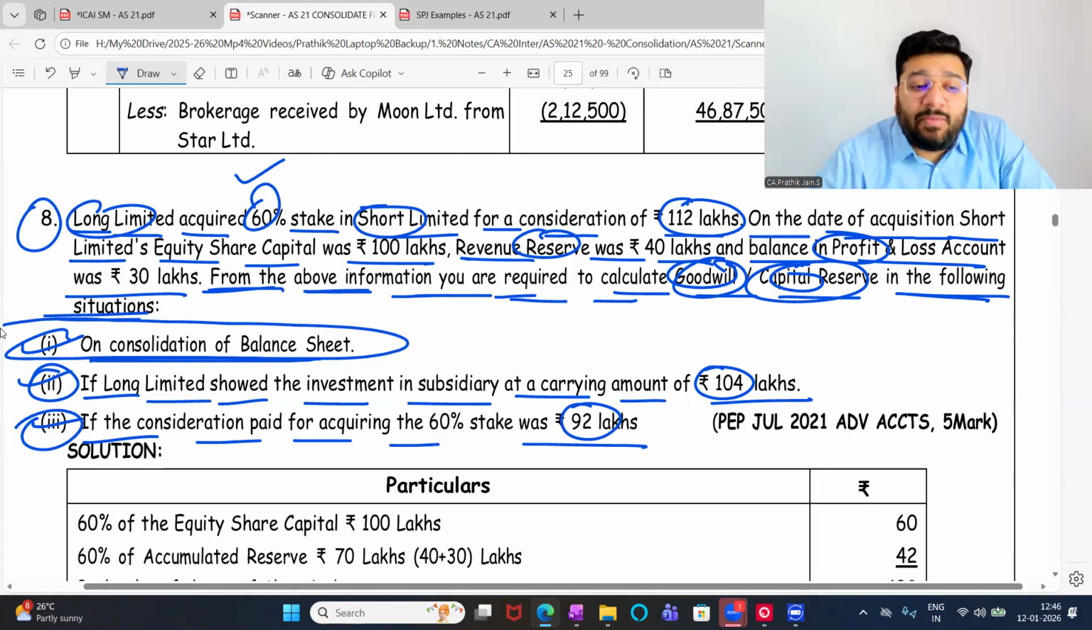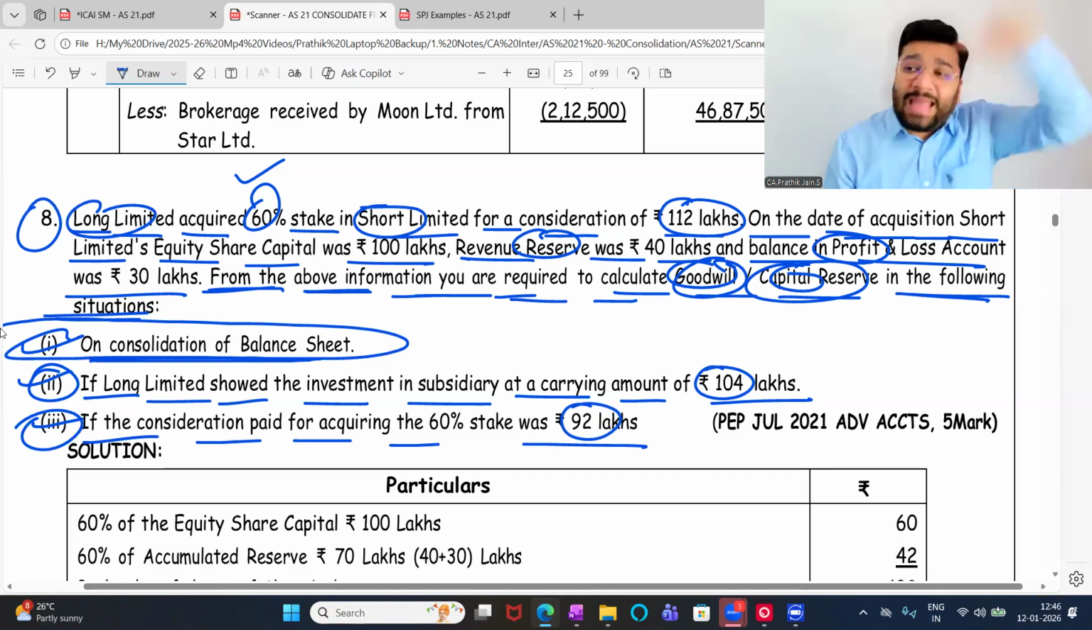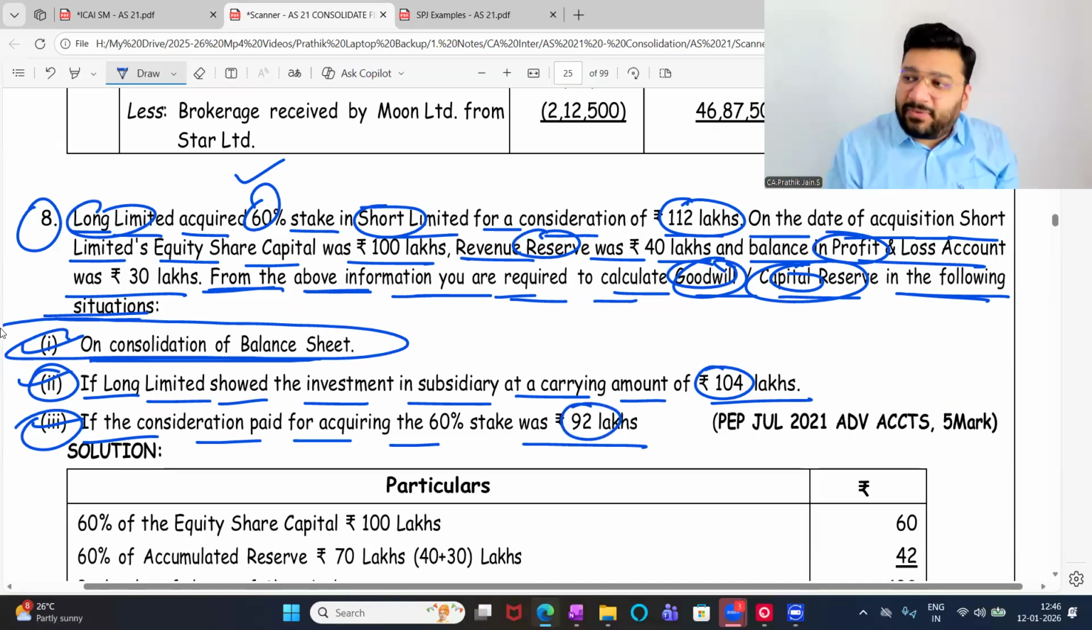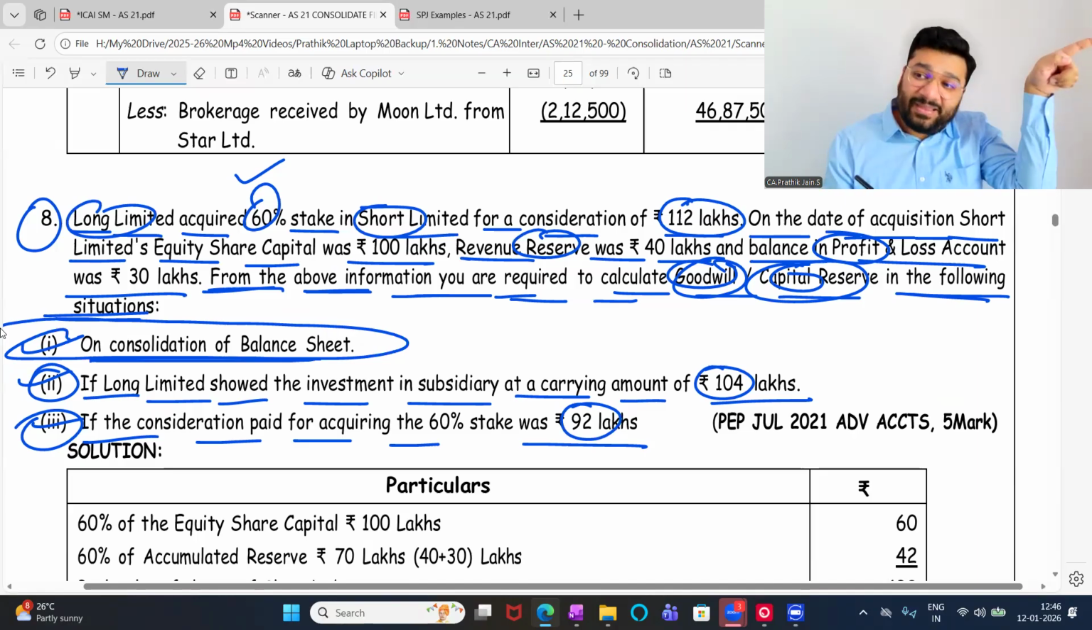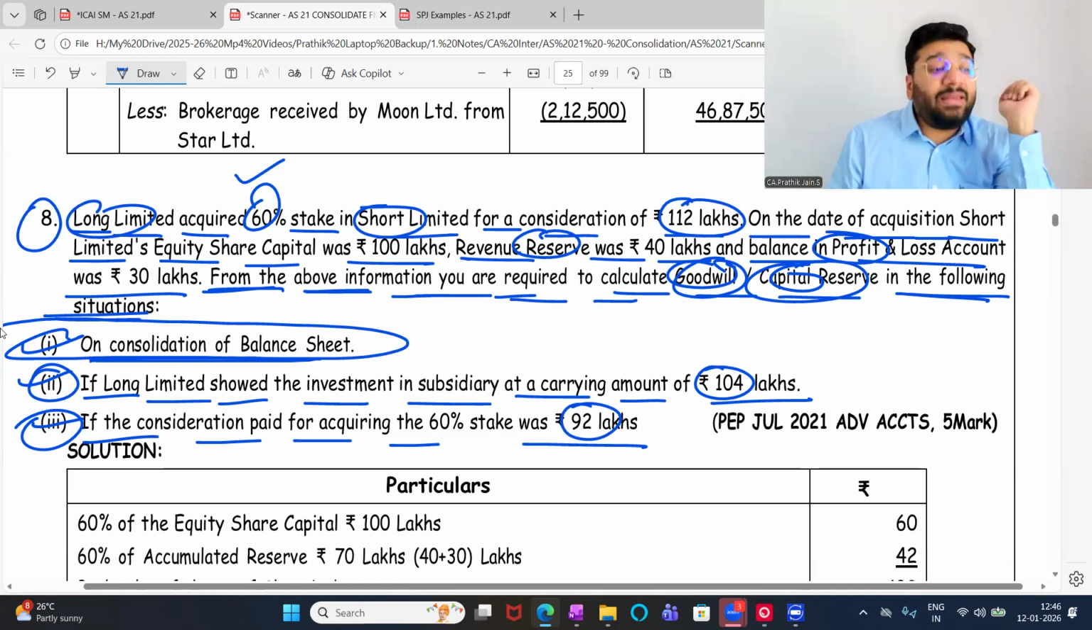From the above information, you are required to calculate goodwill and capital reserve in the following situation: on the consolidation of balance sheet. On the balance sheet date, you're not calculating the goodwill and capital reserve, but as on the date of acquisition. In every question, we did the goodwill and capital reserve calculation. When did you do it? While preparing the consolidated balance sheet, that time we calculated, as on the date of acquisition. People here get confused that we have to calculate the goodwill and capital reserve on the consolidation date. No.